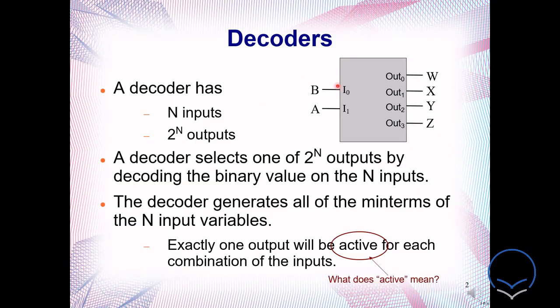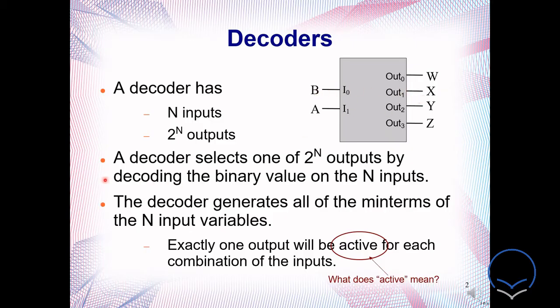So this is a typical block diagram of a decoder. This is our input. We have two inputs and four outputs, right? The general equation is: if you have n inputs, you have 2 to the power n outputs. If n equals 2, then 2 to the power 2 is 4 outputs, which validates this diagram. So we have 2 inputs and 4 outputs.